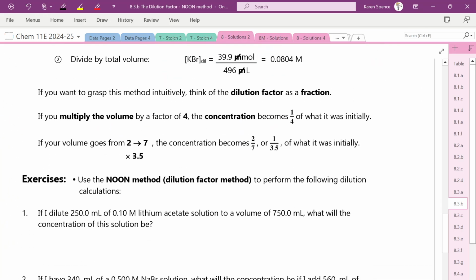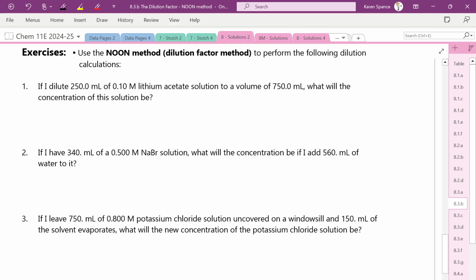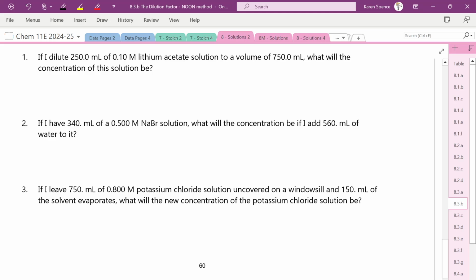All right. So try these next three, quick as you can. See how fast you can do them.